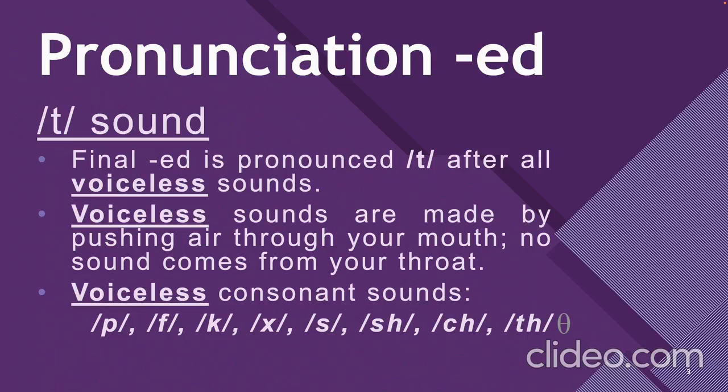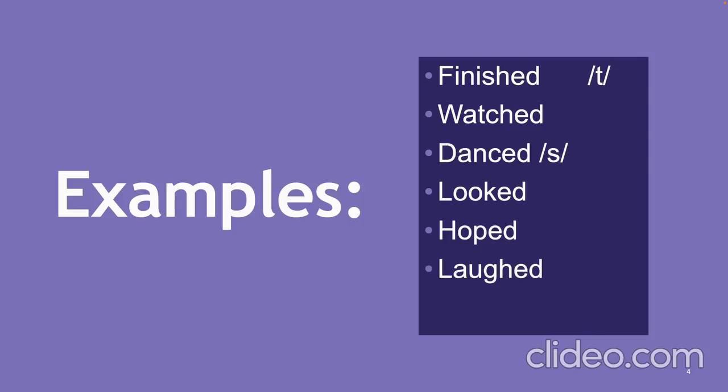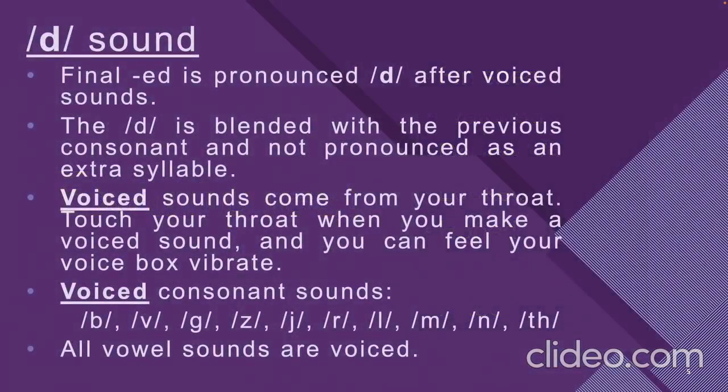So how about some examples? We have finished, watched, danced, looked, hoped, laughed, and fixed. How about the next sound, the D sound? Final ed is pronounced D after voiced sounds. The D is blended with the previous consonant and not pronounced as an extra syllable. Voiced sounds come from your throat. Touch your throat when you make a voiced sound, and you can feel your voice box vibrate.